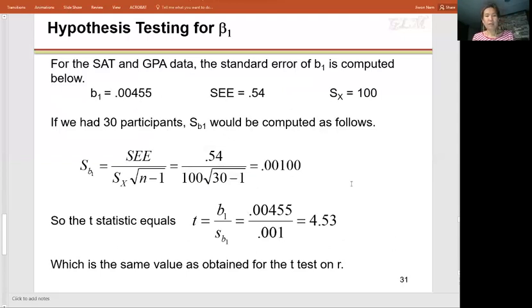This is an example. b1 is given with this number, SEE and SSX. Based on this formula, you got the standard error, 0.001. Now you plug this number in, and b1 is here, and you got 4.53. This is higher than the critical value of t, so we reject the null hypothesis.